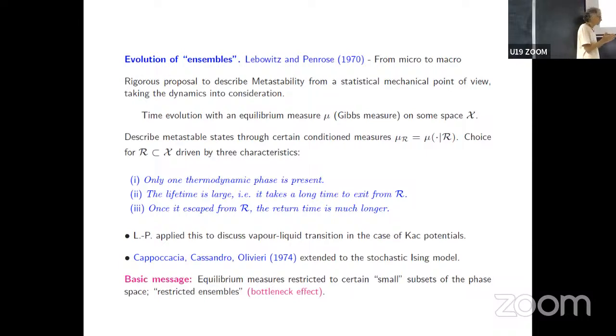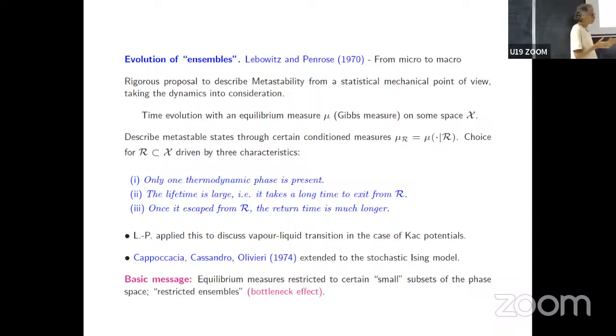They came up with this: let us consider the measure conditioned to stay within a certain region. So it's a restriction of the equilibrium measure. That was the proposal of Lebowitz and Penrose. So there is some R, a subset of the whole space, and you want to describe what properties R should have in order to say that this has to do with metastability. So they consider three properties.